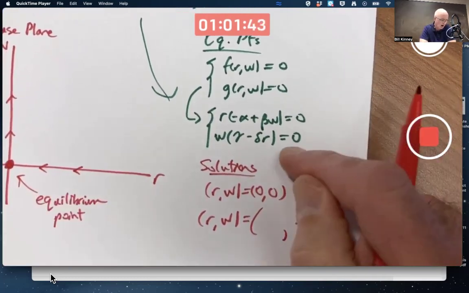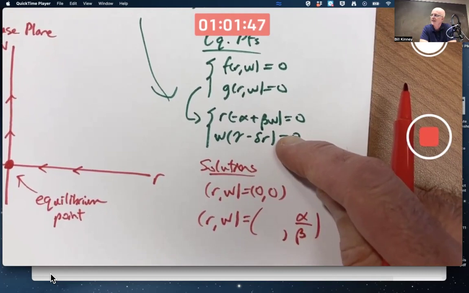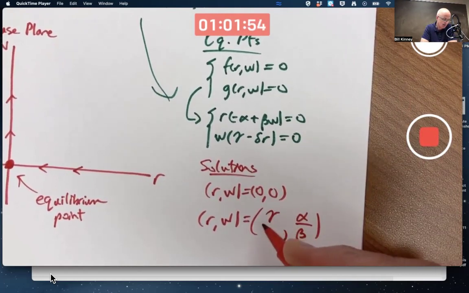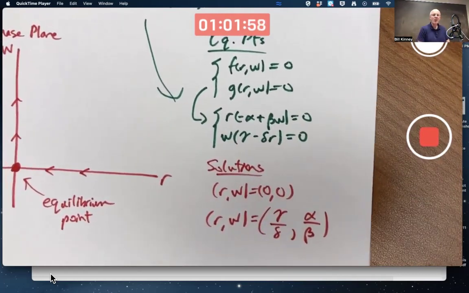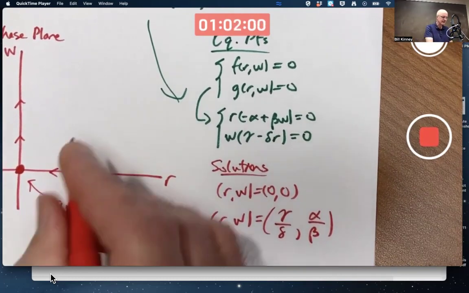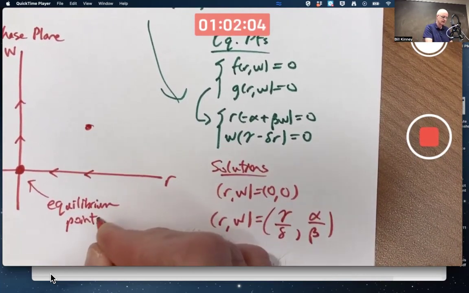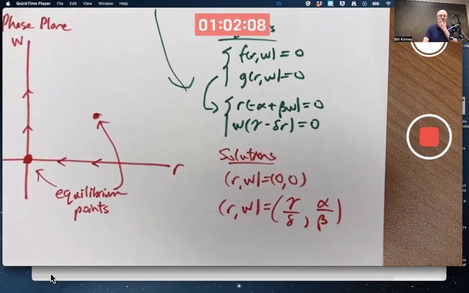What about r? Look at the second equation. What value of r will make that 0? How about gamma over delta? Gamma over delta. Where is that point? I don't know. Somewhere over here in the first quadrant. We've got two equilibrium points. The location depends on what alpha, beta, gamma, and delta are.